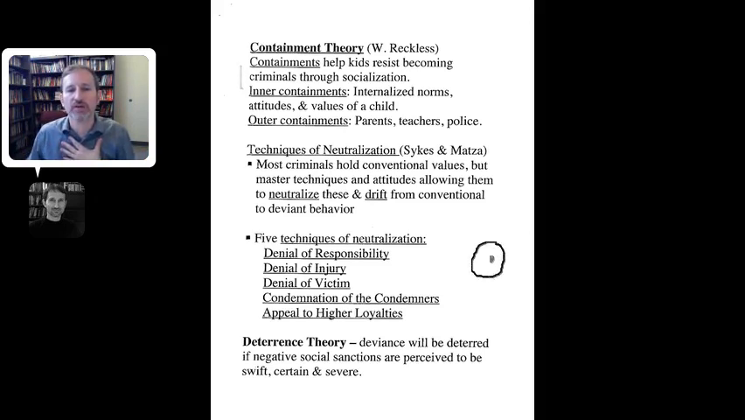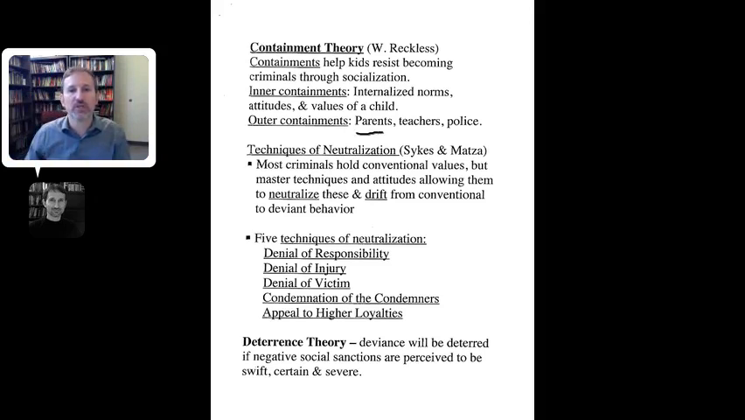So again, to draw this, okay? If you have internalized norms, you have inner containments that stop you from bad behavior. If you don't have those internalized norms, then you need a second force, outer containments, to stop you from acting badly. So kids who never learn how to behave or what constitutes right and wrong in the general public, other forces need to come into play.